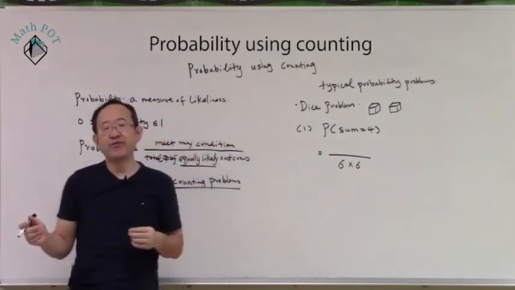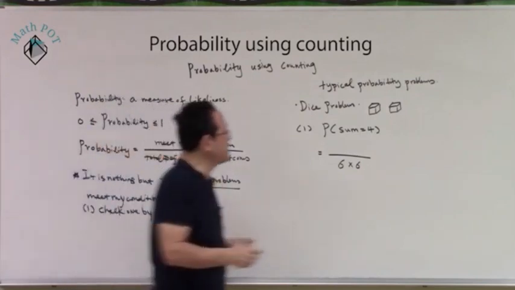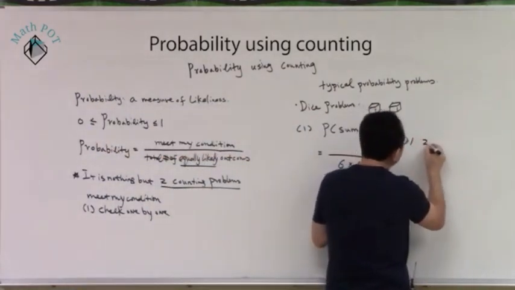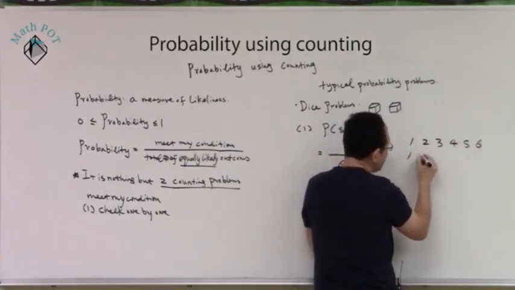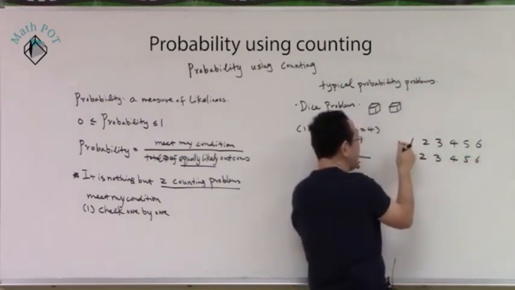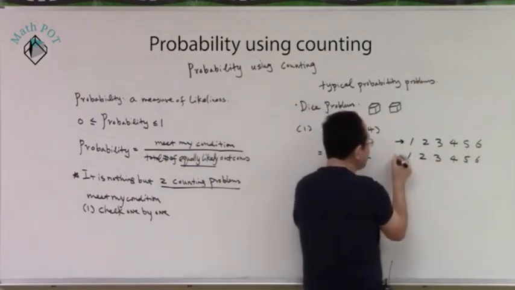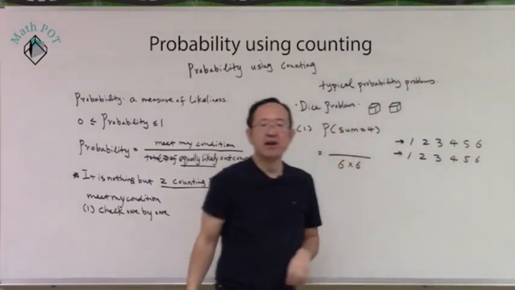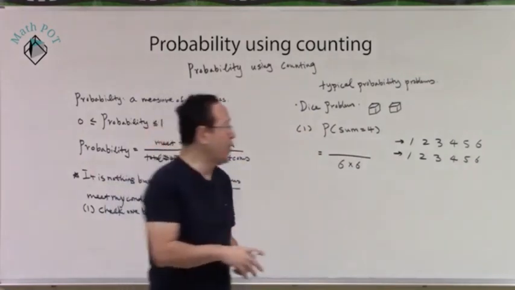The best way is to figure out what each number could be. The first number could be 1, 2, 3, 4, 5, 6. The next one could also be 1, 2, 3, 4, 5, 6. We need two numbers. So the first number could be 1 through 6, and the second number could be 1 through 6. Next, always try to pair up when you check one by one.